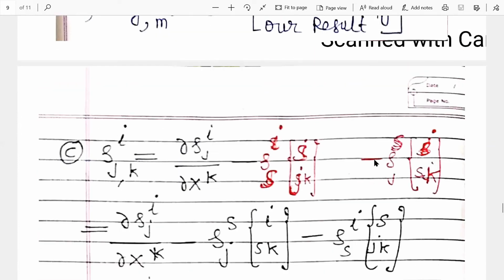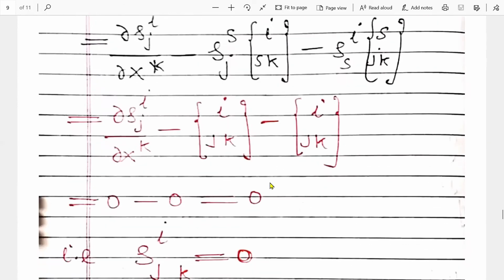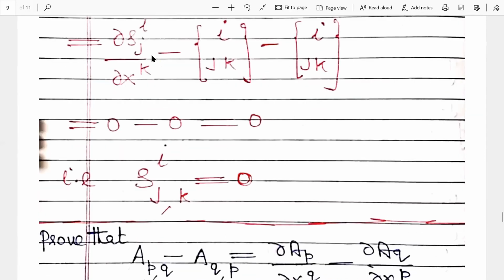Here it is plus sign, plus, plus, and plus. And plus, so this term will be 0. That's why this term will be 0. And this derivative is again 0. So this total product is 0.